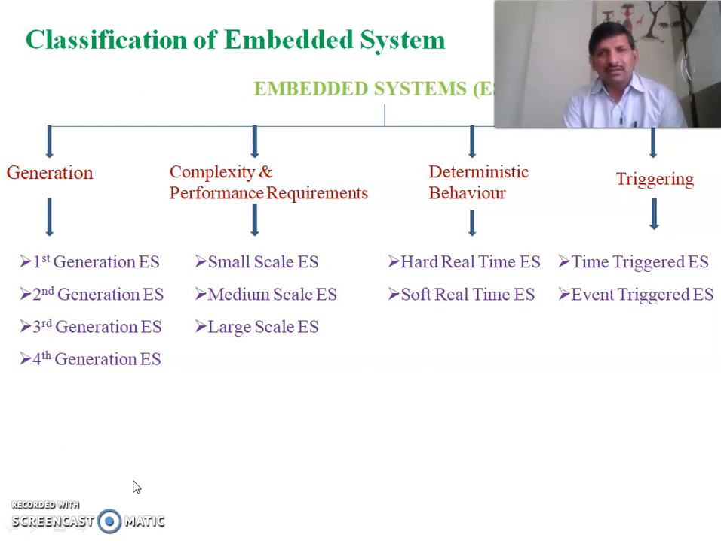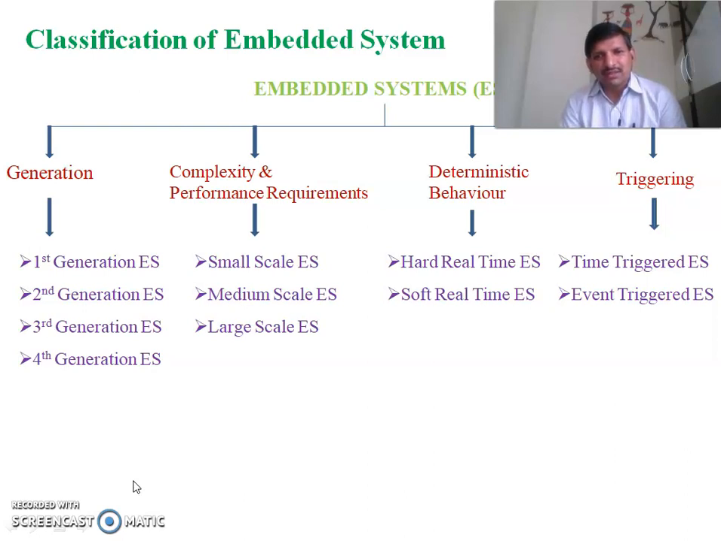Next, based on complexity and performance requirements, that means application complexity. So based on the complexity and performance requirements, embedded systems are classified into small scale embedded systems, medium scale embedded systems, and large scale embedded systems. In small scale embedded systems, we are designing simple applications like video games or simple electronic toys. This small scale embedded system is designed using 16-bit microprocessors or 8-bit microcontrollers, and the firmware is developed using assembly language programs. That means it contains few instructions.